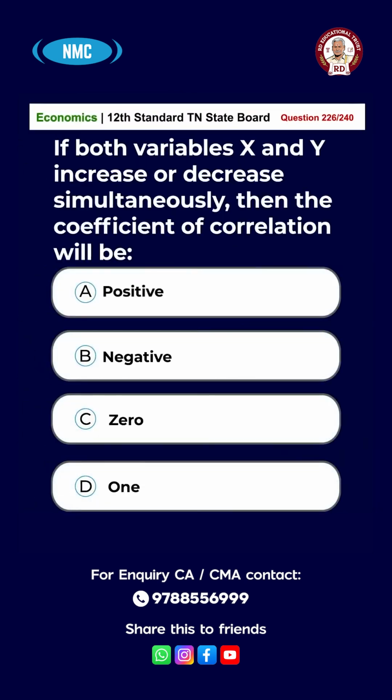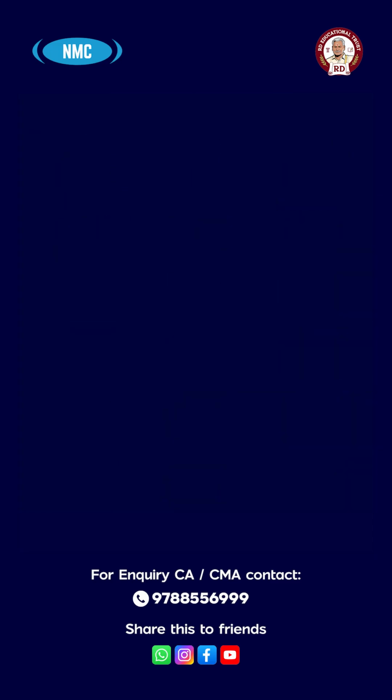Question number 226. If both variables x and y increase or decrease simultaneously, then the coefficient of correlation will be A. Positive. B. Negative. C. 0. D. 1. And the answer is option A, positive.